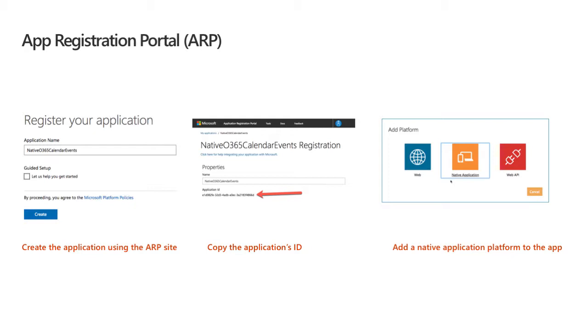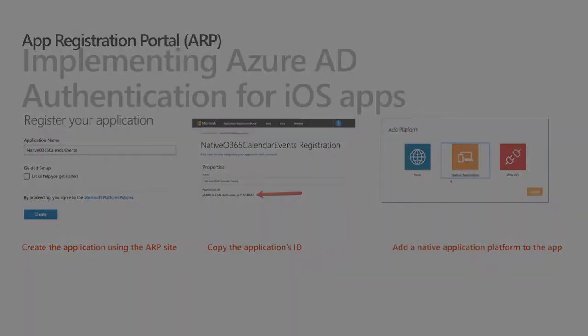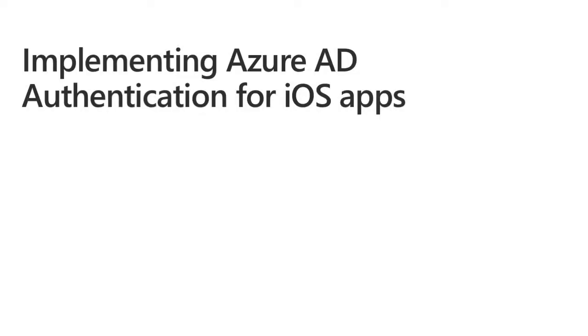Once I've created the application or registered the application, I'm going to obtain a copy of the app ID that's going to be presented. And this is going to come across as a GUID. This is the unique ID for our application. I'm then going to go down to the platforms section and I'm going to add a new native application and add the necessary permissions if I want to define them up front, or at least the minimal permissions that are required. So let's look at implementing Azure AD authentication for iOS-based applications.